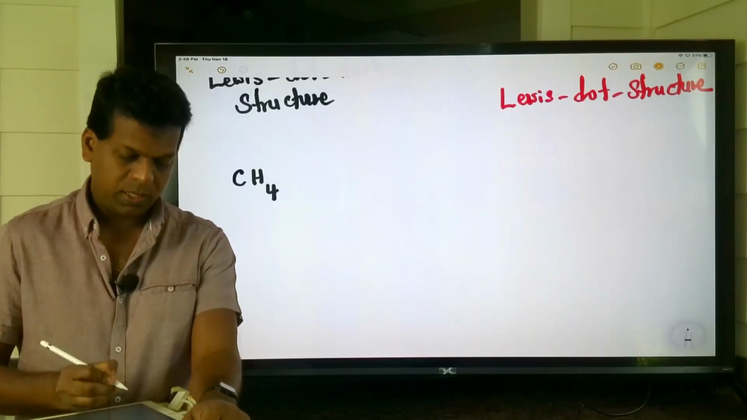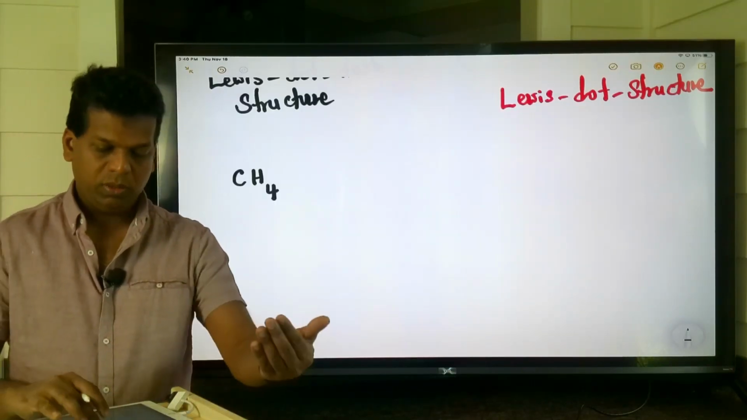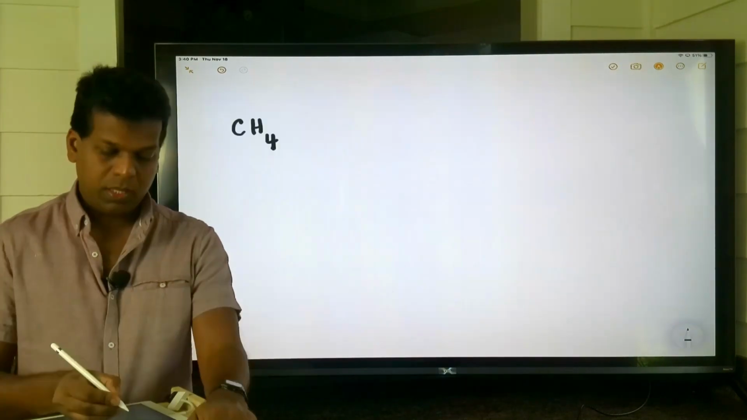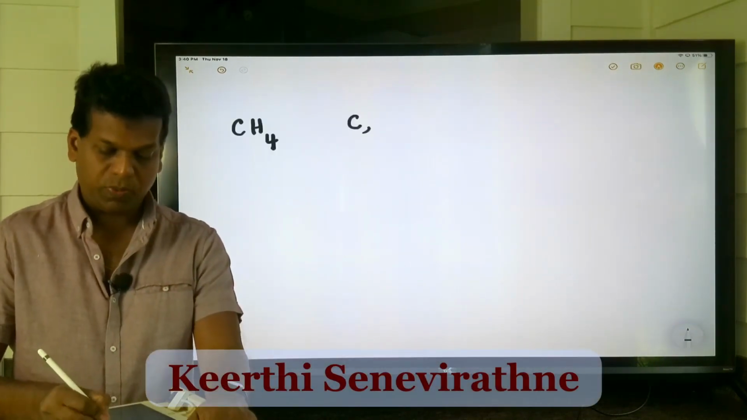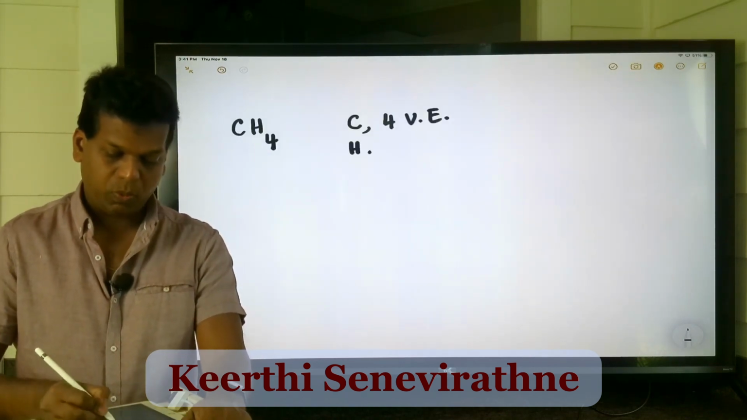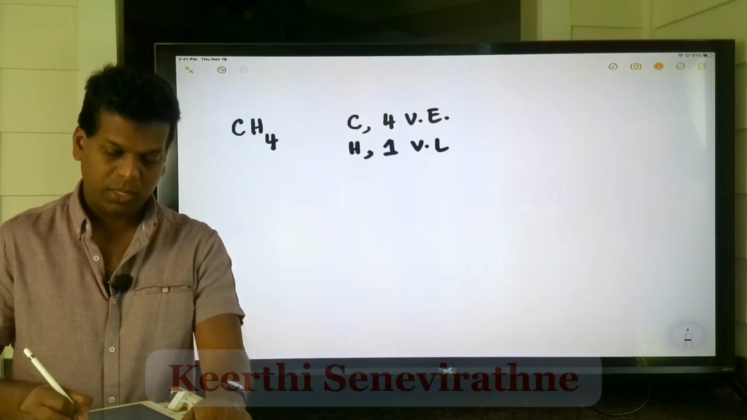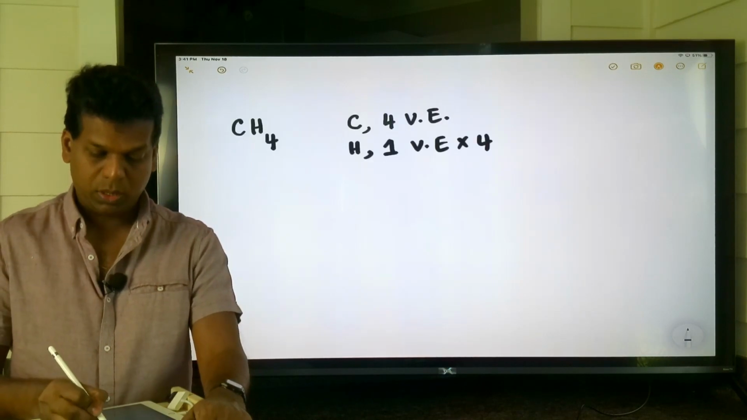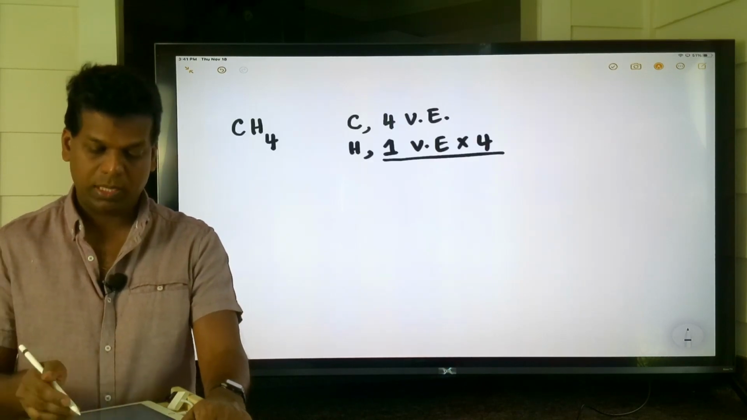Start with CH4. So now I'm going to apply all the steps we discussed. So carbon is in group 4, 4 valence electrons. Hydrogen is in group 1, 1 valence electron, and there are 4 hydrogens in the molecule. So 1 times 4. So the total number of valence electrons is 8.